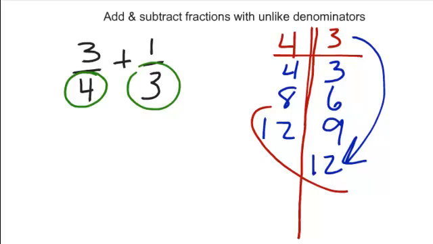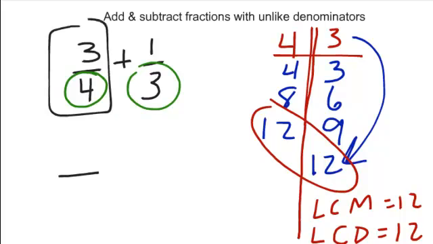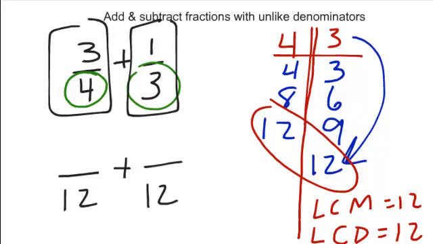And here we have a common multiple. So that's going to be our LCM, which is going to equal 12. And also, because we're working with fractions, it's going to become our LCD, our least common denominator. What that means for us is that now we can use that 12 as our new denominator when we add these two fractions. So I'm going to make this fraction turn into something over 12, plus, and then turn this one into something over 12.